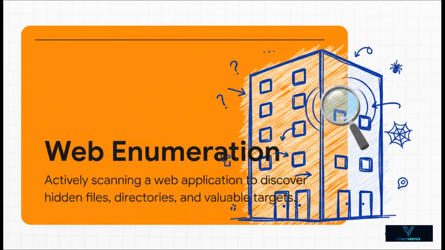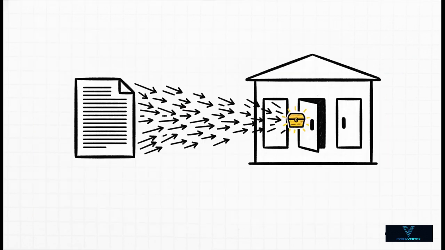Web enumeration is kind of like an architect drawing up a detailed blueprint of a building before a heist. You're looking for all the doors, all the windows, maybe even some forgotten service entrances. This step is absolutely critical because sometimes a single hidden file or a forgotten directory could be your only way in. So one of our go-to tools for this is GoBuster.